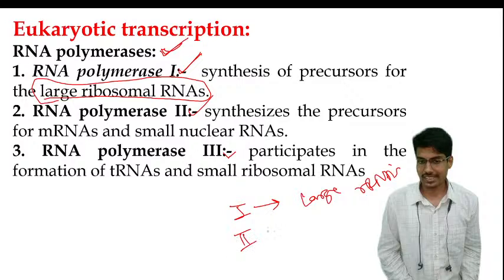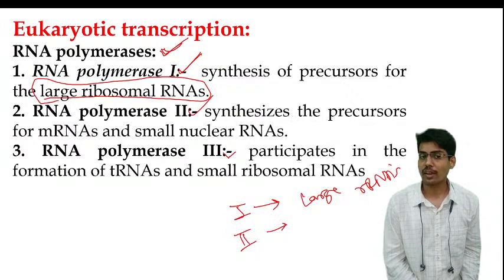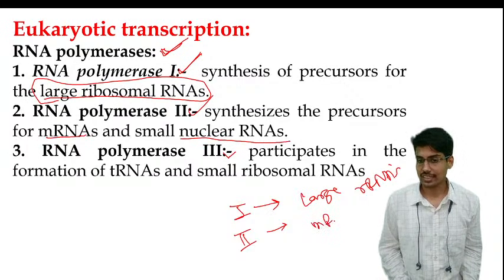What will the second one do? It synthesizes the precursors for mRNAs and small nuclear RNAs. Means what? It is synthesizing these mRNAs and snRNAs. Right. Now this third type.